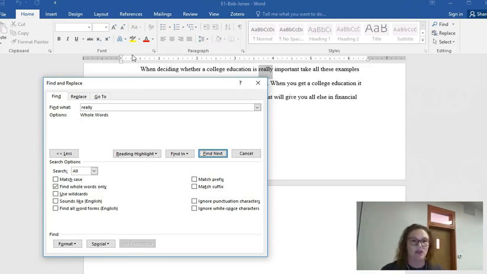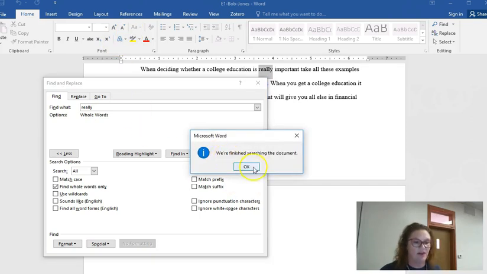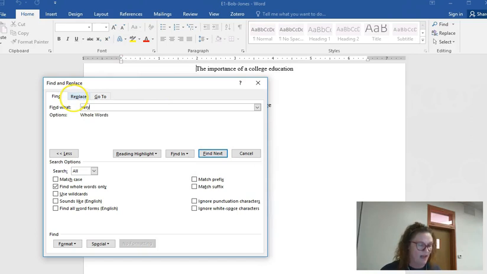We've talked about weak constructions. Usually you can just take them out, or you find a one-word adjective that's more descriptive. So instead of saying something is really important, you can say something is essential. We don't want to use two words when one word will do. Or you could just take it out and it can be: a college education is important. So let's see if I have another one here. Okay, awesome. What about "very"?